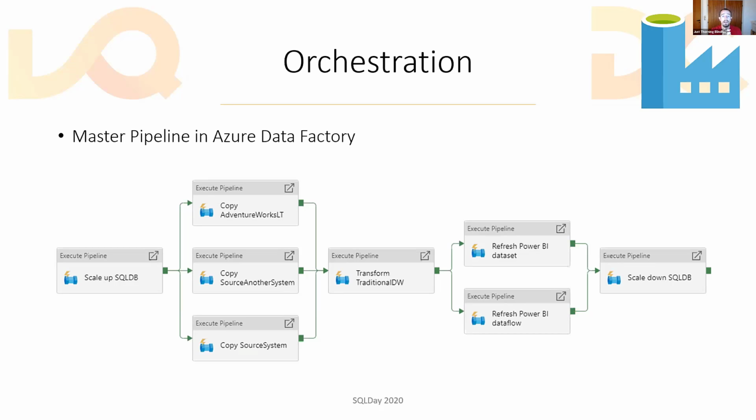Then I can call a pipeline that is transforming my data warehouse, so calling the different stored procedures in my data warehouse solution. I will quickly show you that one. And then I can load my data, because the copy is my extract, then transform, and then load my data to a Power BI dataset. So refreshing the Power BI dataset, that is the Analysis Services model, or I could also refresh Power BI dataflows if I want that, also doing it programmatically.